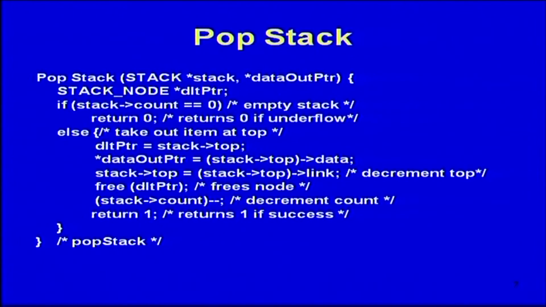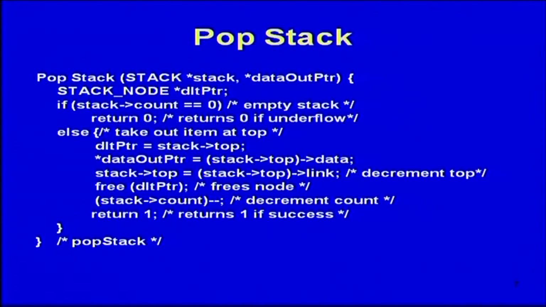So, the code for the pop operation is as follows. You have a pointer to point to the node which you want to return, and, as we have already discussed, when you want to do a deletion, you must first ensure that the data structure from which you want to do the deletion is not empty. So, that is what you are doing here. You are just checking whether the count is equal to 0. If it is equal to 0, it returns 0, which means there is an underflow, there are no elements to be deleted.